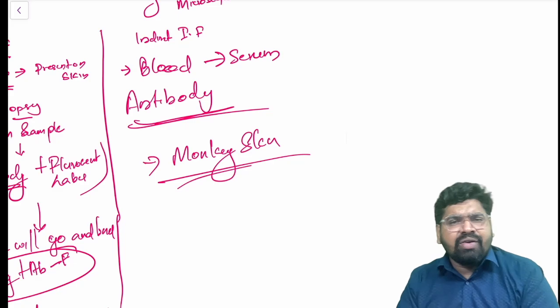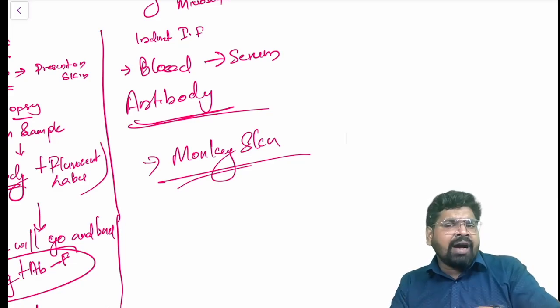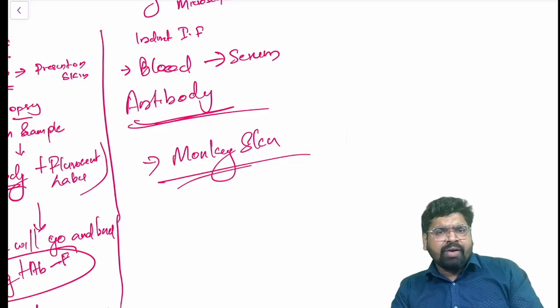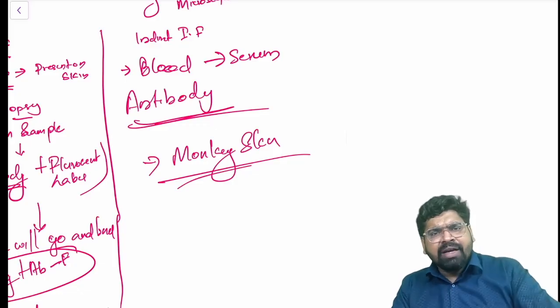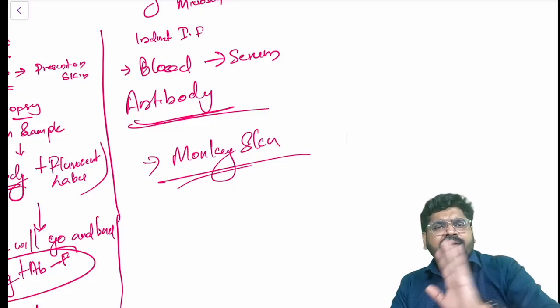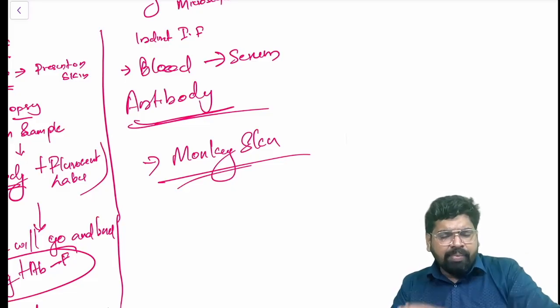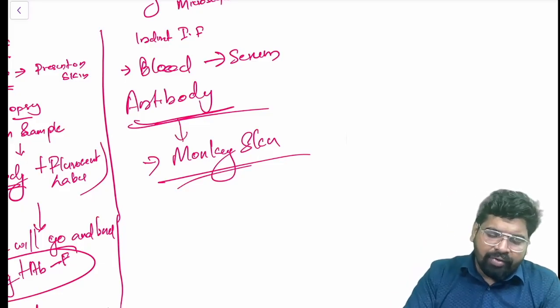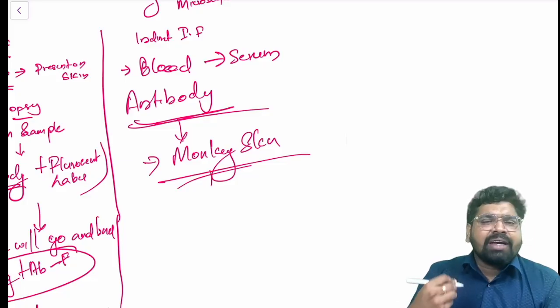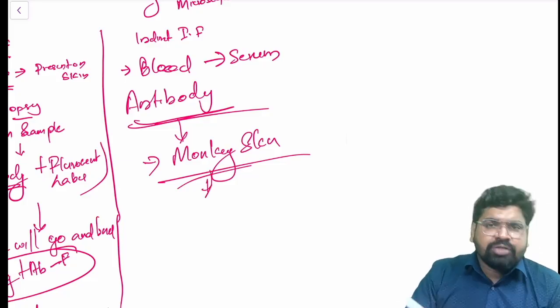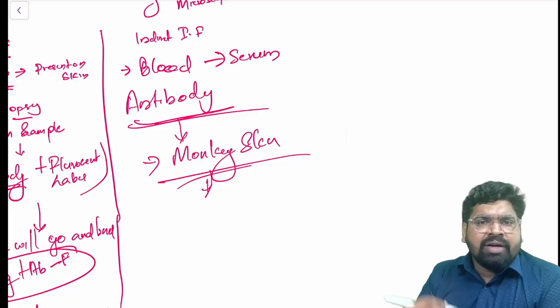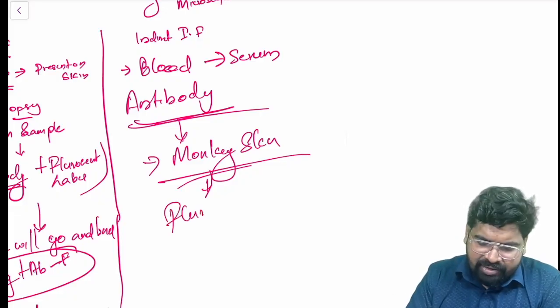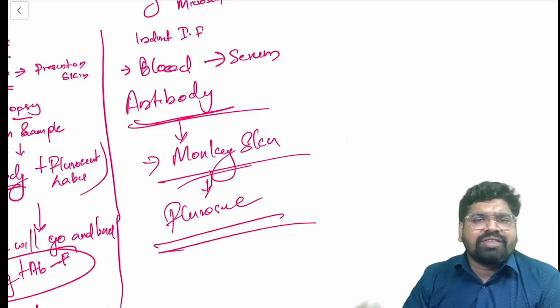I will use monkey skin, which is an exotic, different medium. On the monkey skin, I will put this antibody. Now what will this antibody do? The antibody will go and attack the monkey skin, and it will cause a split there, or cause fluorescence there.